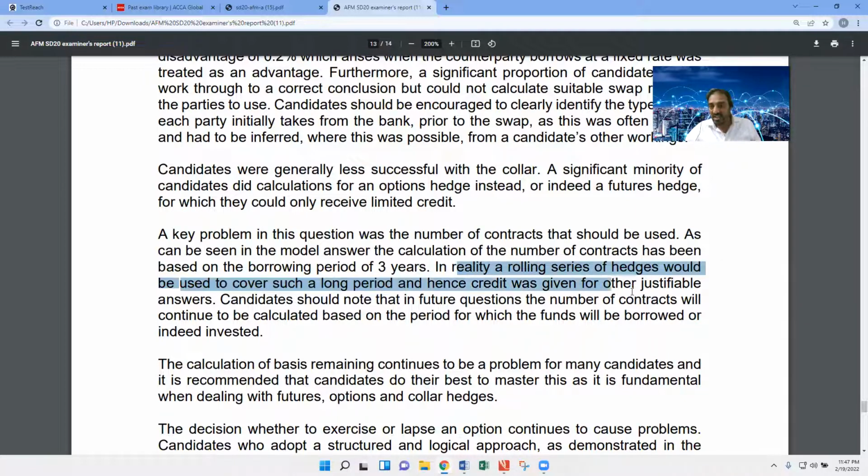And credit was given for justifiable answers. Don't worry if you attempt something and make a mistake, no worries about that. Candidates should note that in future questions, the number of contracts will continue to be calculated based on the periods for which funds will be borrowed or indeed invested. It means the same as us, the formula: amount of borrowing divided by contract size, multiplied by duration of borrowing divided by contract terms, that's 3 months.